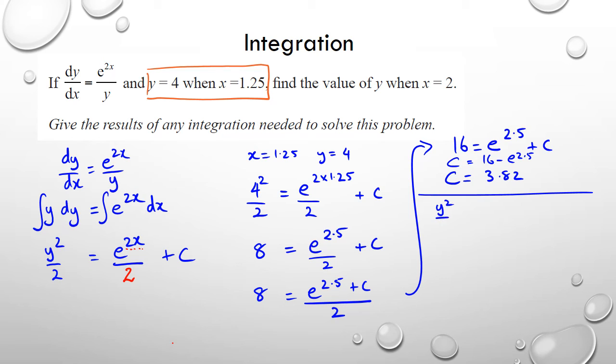I have y squared over 2 equals e to the power of 2x over 2. Hold on. No, I know where I made my mistake. I should have put this as 2c here. And that would have been 2c and 2c. Yep. So you get c equals, because I'm combining a fraction.